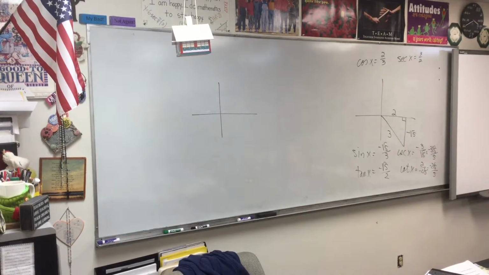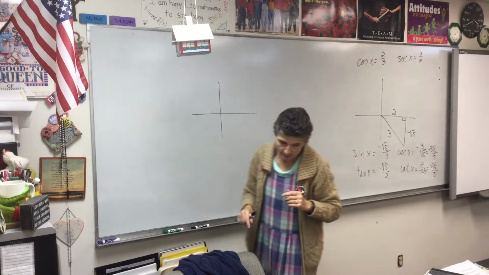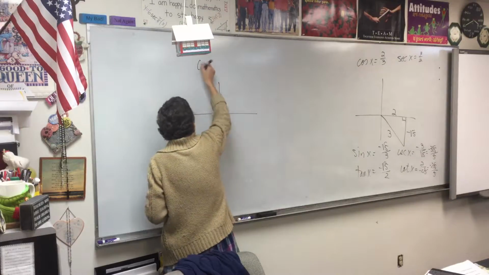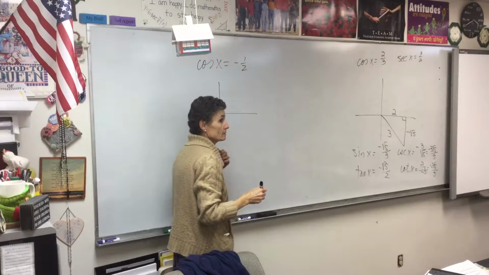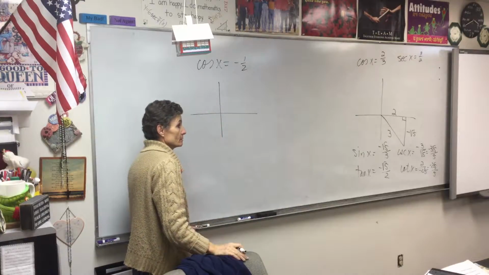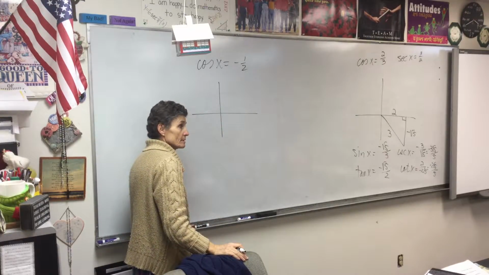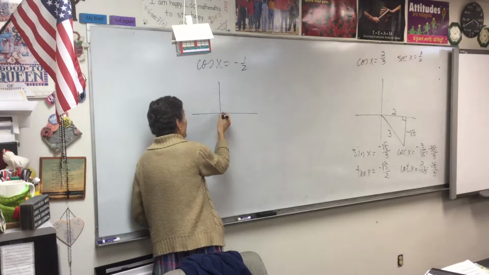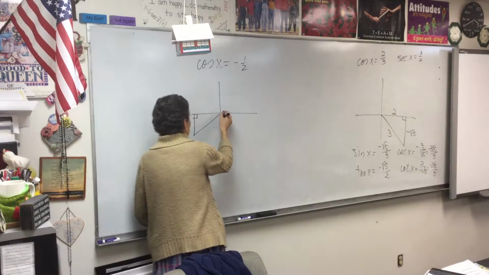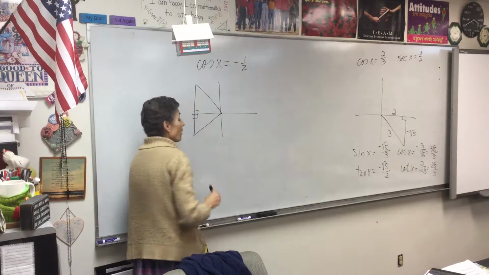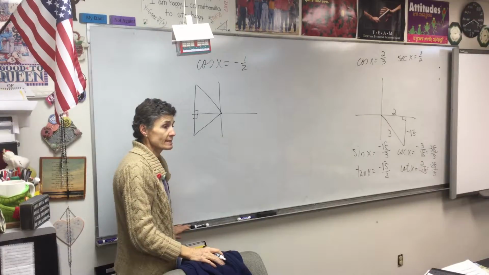If its cosine is a negative 1/2. So its cosine is a negative number. Any ideas where I might draw it? Fourth quadrant. Sarah? One option is the third quadrant. The other option is the second quadrant. There are actually two angles out there that have a negative cosine.